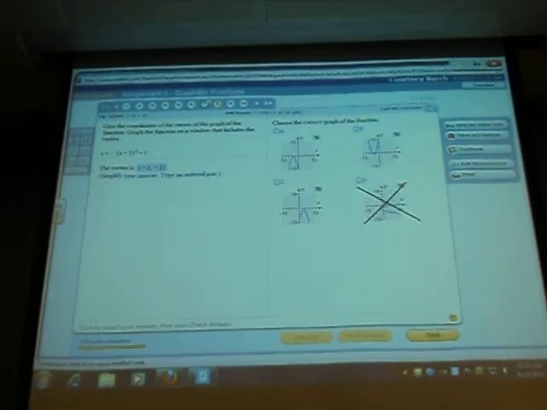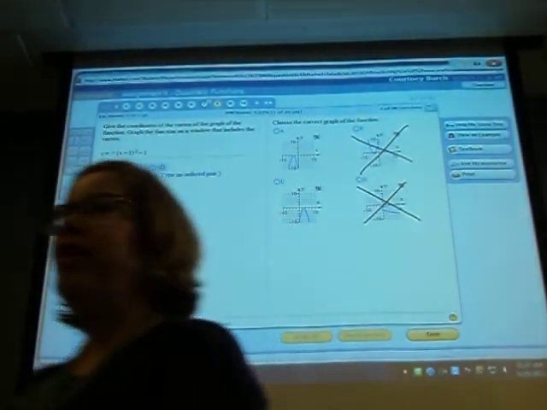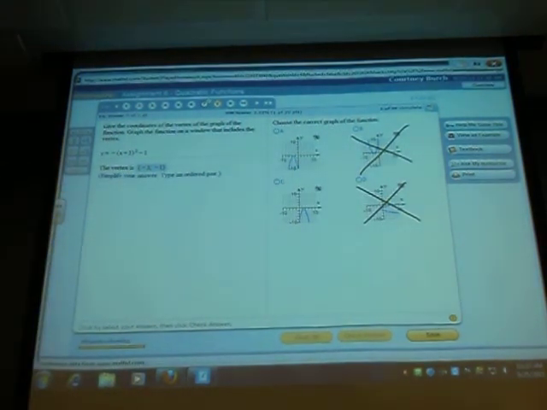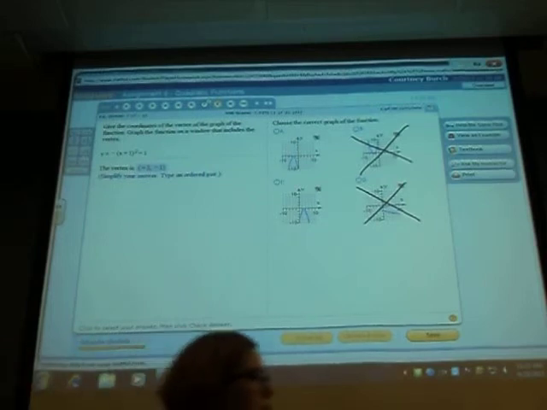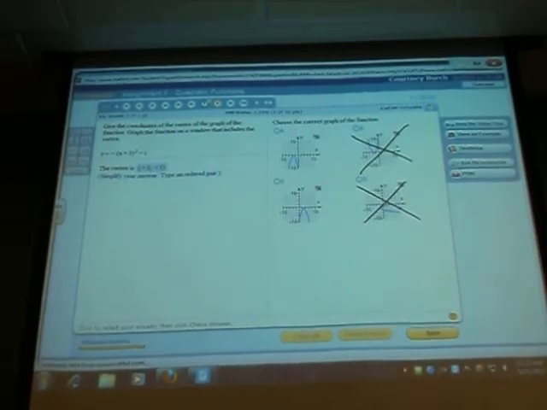Which one else is completely wrong? B, because I know my graph should be concave down because of the negative in front. Now, between A and C, I can just look at the one that has the right vertex, negative 3, negative 1. It's A. It looks like C would be positive 3, negative 1.